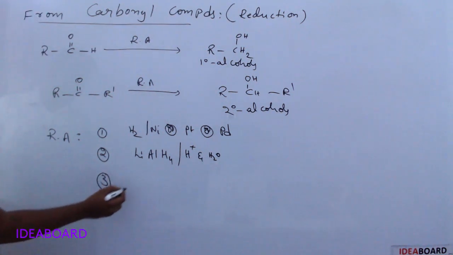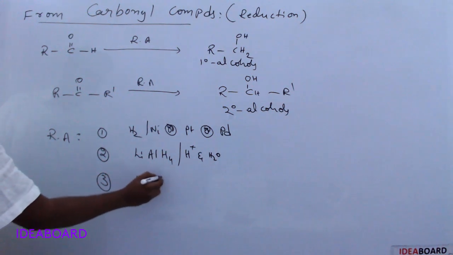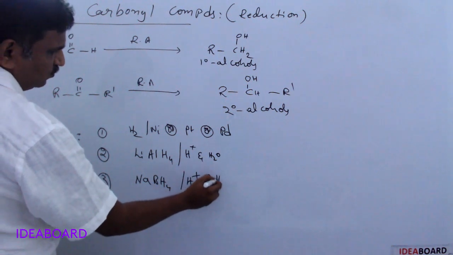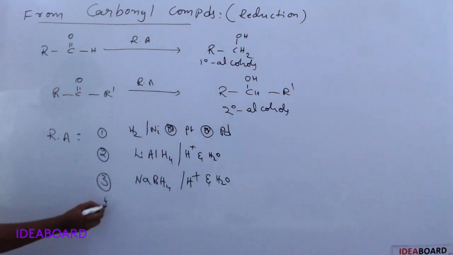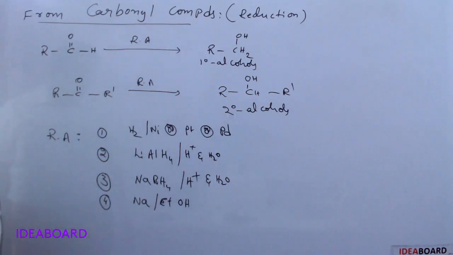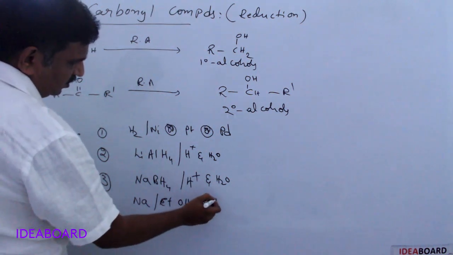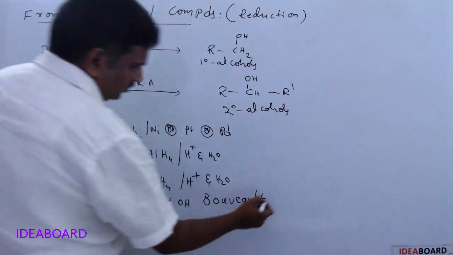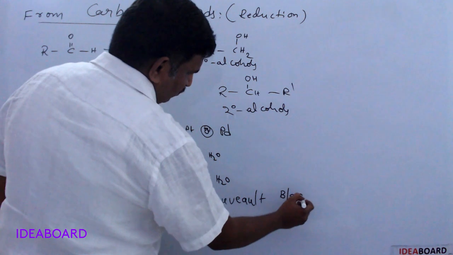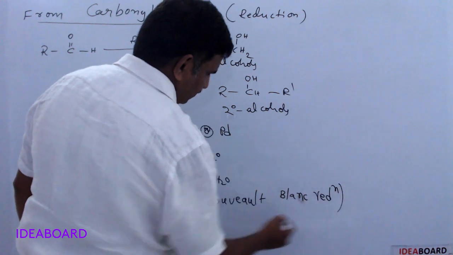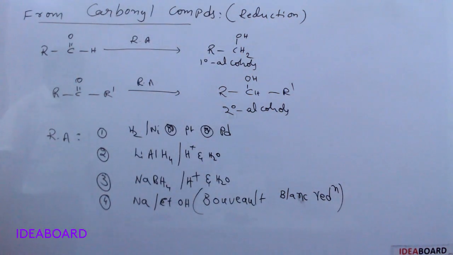The third reducing agent used is NaBH4, sodium borohydride, followed by H plus and H2O sometimes. And the fourth reagent is sodium in ethyl alcohol. Sodium in ethyl alcohol is a special reagent. It is also called the Bouveault-Blanc reduction. It is a special reducing agent called the Bouveault-Blanc reduction reagent.